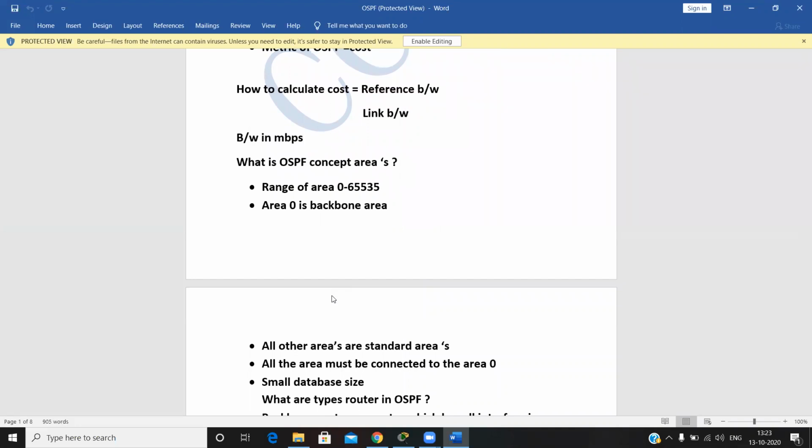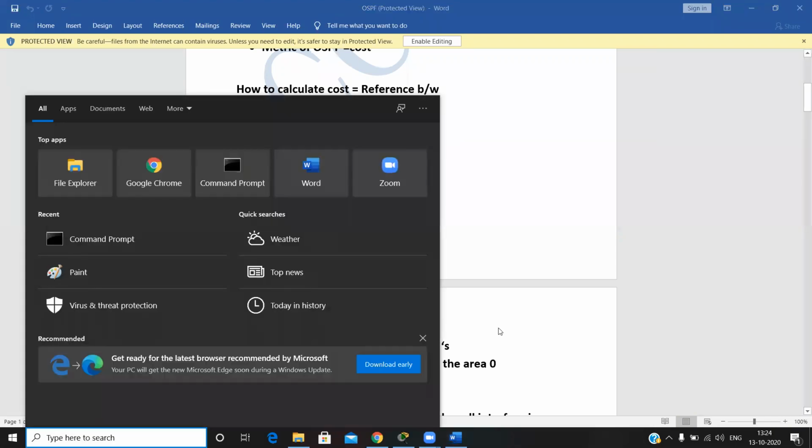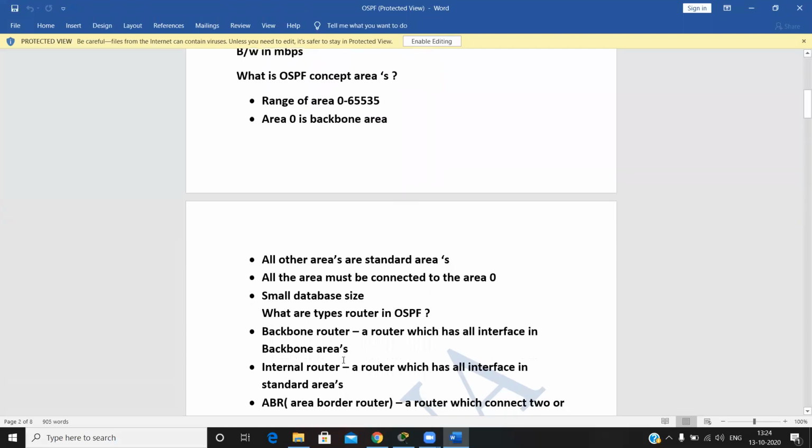The range of area is from 0 to 65535. Area 0 is the backbone area and all other areas are standard areas, and all the areas must be connected to area 0.